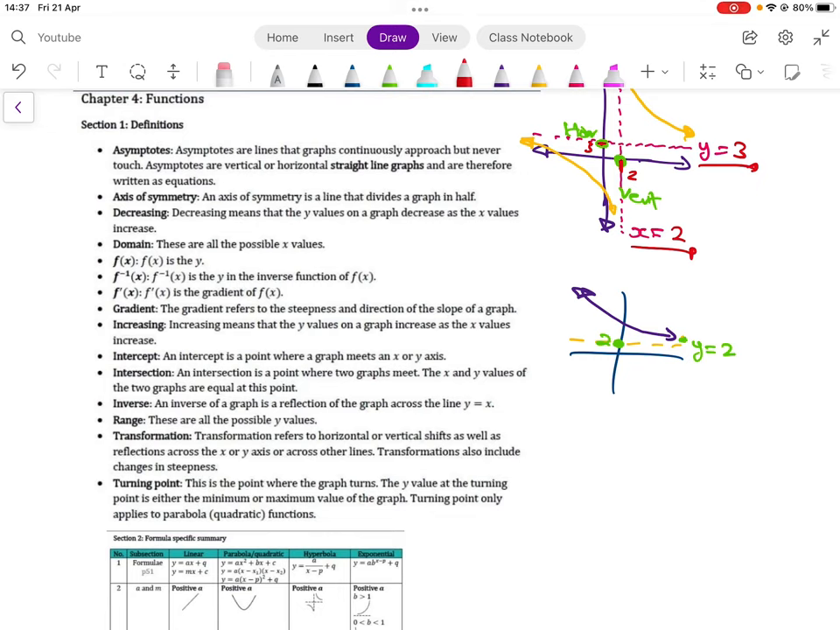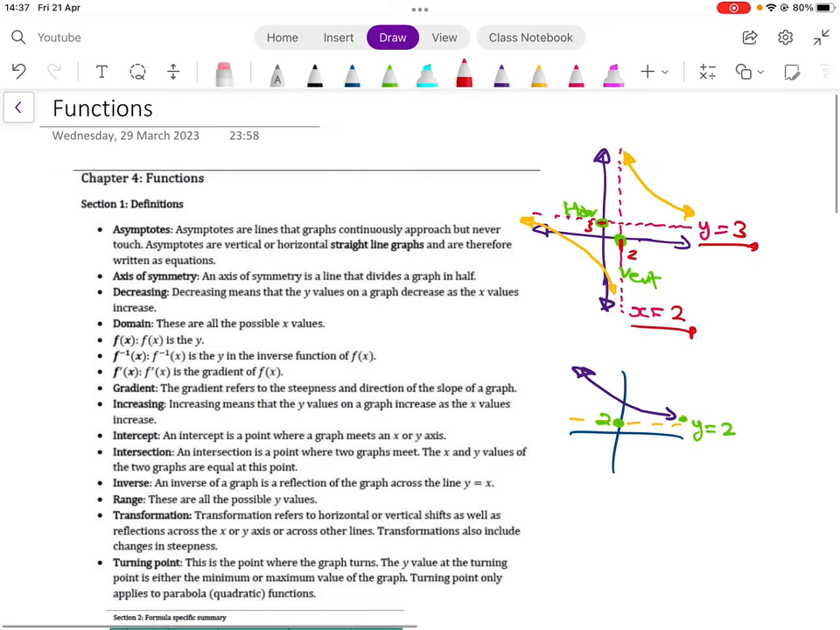Okay, and then we also have what they call an axis of symmetry. An axis of symmetry is nothing other than just a line that divides the graph into two equal halves. In the case of hyperbolas, it's easier to spot what an axis of symmetry is. For instance, when you have a graph like that, you just have a line, which is also a dashed line, that divides the graph into two equal halves. That is what they call an axis of symmetry.